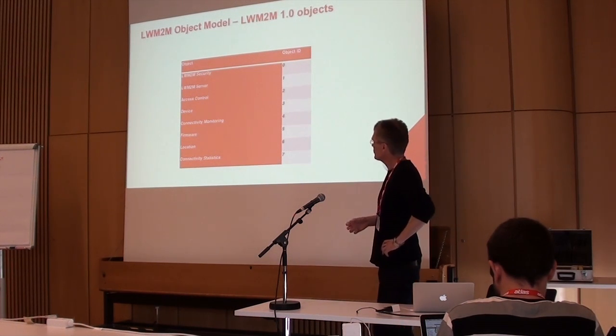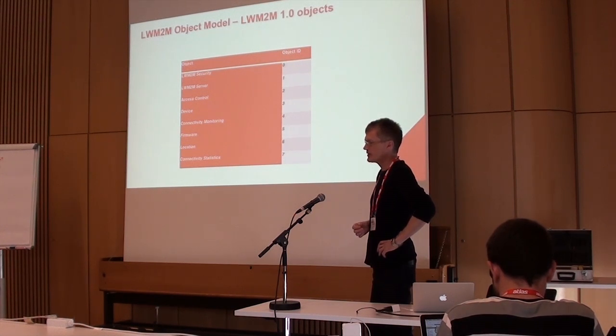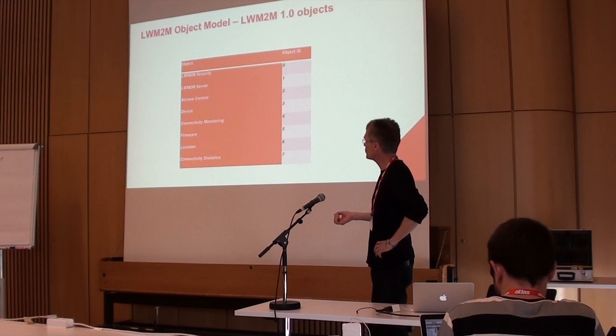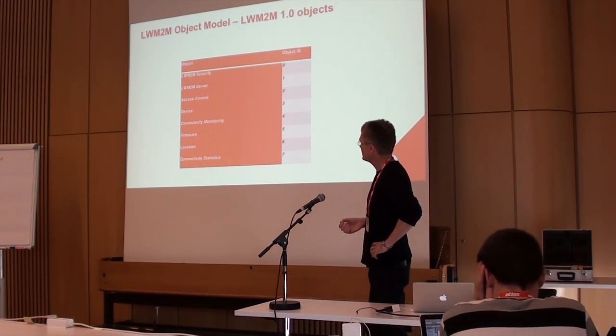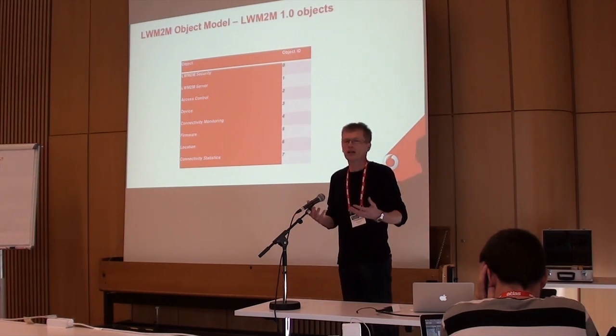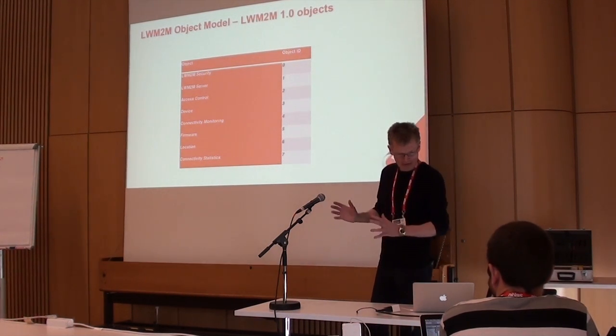You have the device object, which is information related to manufacturer and further device details, free memory space, and other things. Connectivity monitoring. We have no connectivity management in this first release. This is now being worked on. Firmware update, a simple firmware update function to update the whole firmware image. And the location object provides the location of the device, and connectivity statistics like data volume sent and received. So this was the first set.